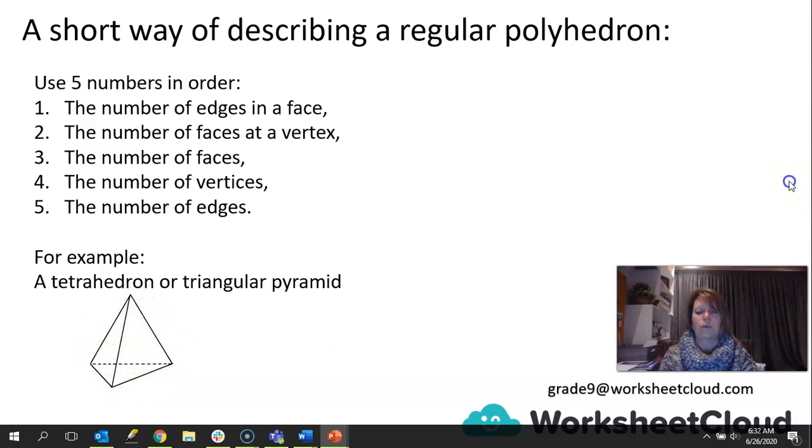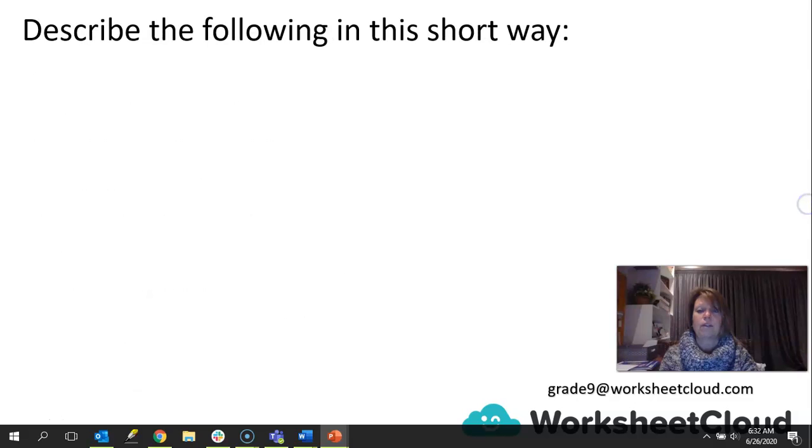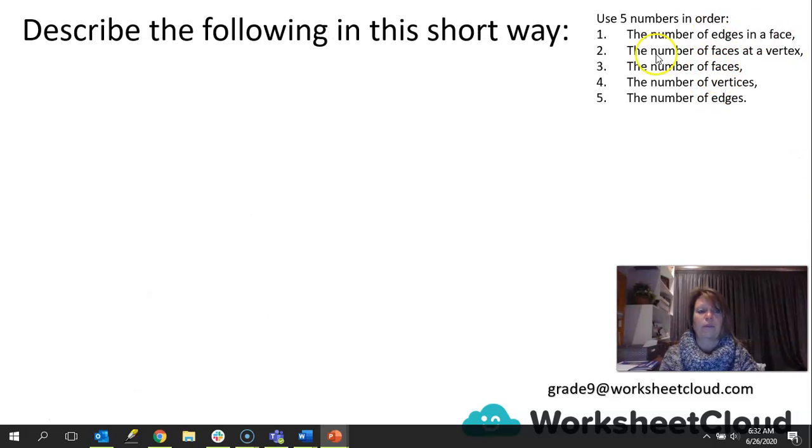So let's see if that worked out. There we have it. Number of edges in a face is 3. Remember, one face: there's 1, 2, 3 edges in the face. Then we looked at the number of faces that meet at a vertex, and we decided that was 3. Then the number of faces altogether in the polyhedron was 4. The number of vertices was also 4, and the number of edges was 6. So there we have the little formula, or the structure, in the corner there, and we can refer to that.